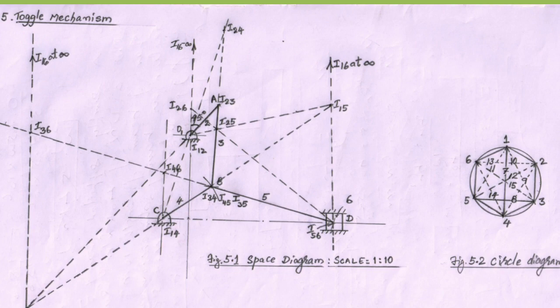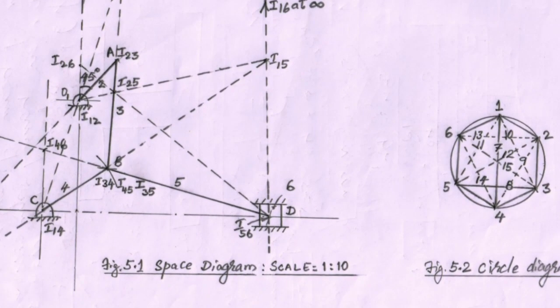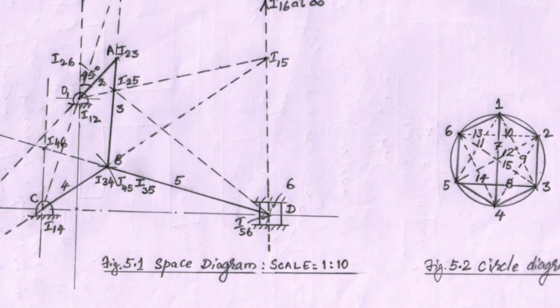In the circle diagram, I have marked 6 points: 1, 2, 3, 4, 5, 6. They represent the number of links. Any diameter of the circle you can draw, and on that you mark 1, 2, 3, 4. Whichever lines I have drawn dark, those instantaneous centers are already available in the figure. You need not extend any line. Before you start the problem itself, these instantaneous centers are ready. As per the figure, 8 instantaneous centers are already available. That means out of 15 instantaneous centers, 8 are available. You need to find only 7 more instantaneous centers.